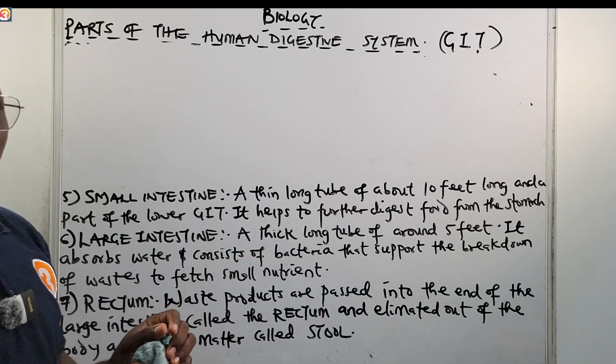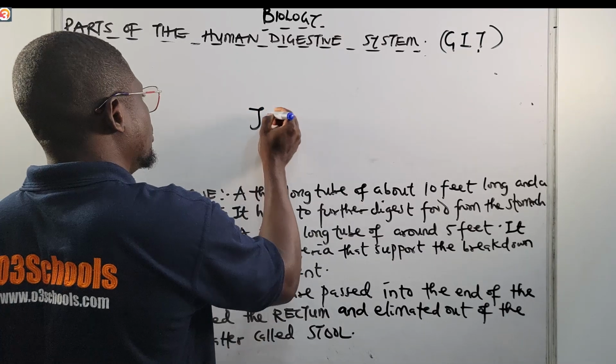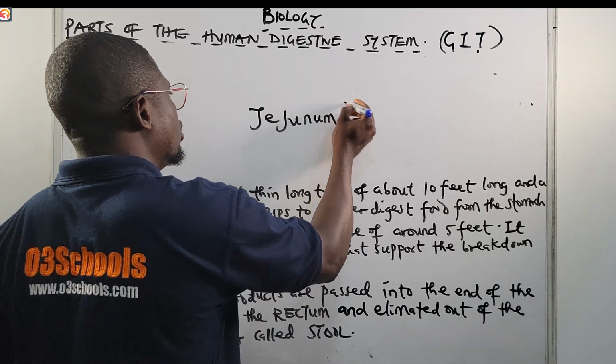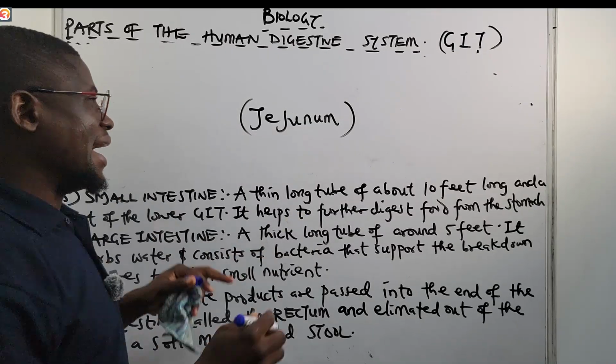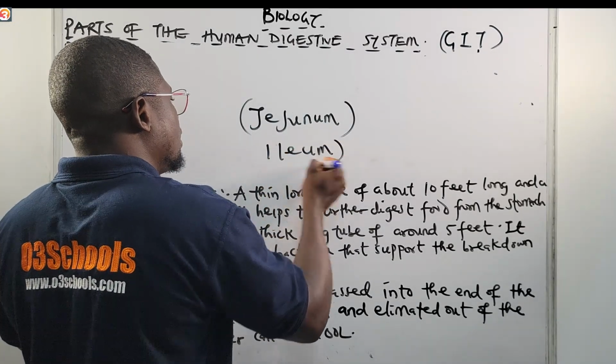Okay. So now the middle part of the small intestine is called the jejunum. Jejunum, okay? While the lower part is called the ileum. Okay, it's called the ileum.